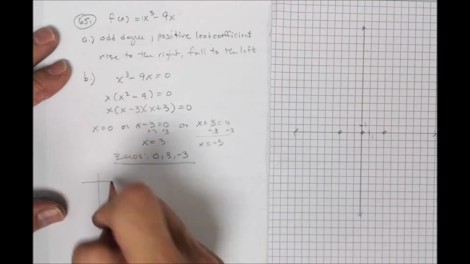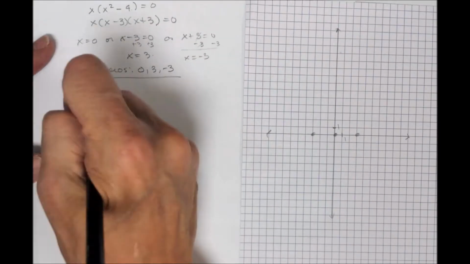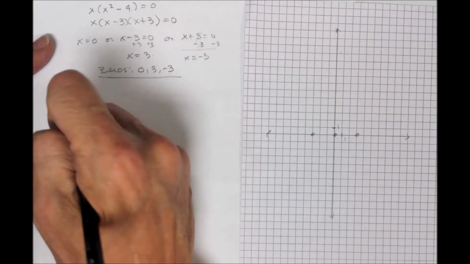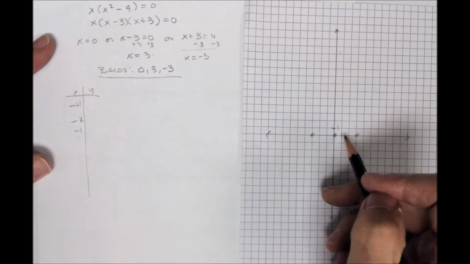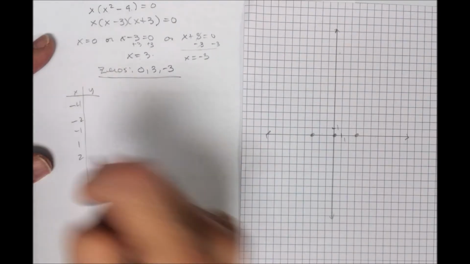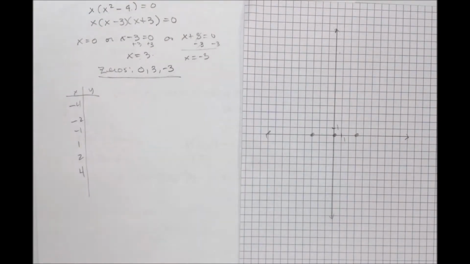So it's time to make a T-chart. X and Y. Negative 4 would be good. Negative 2 and negative 1 would be good. 1 and 2 would be good. And 4 would be good. That's probably just about perfect. That would be the number of points.